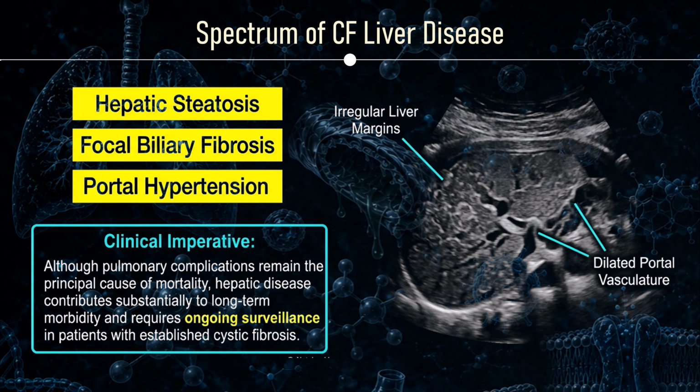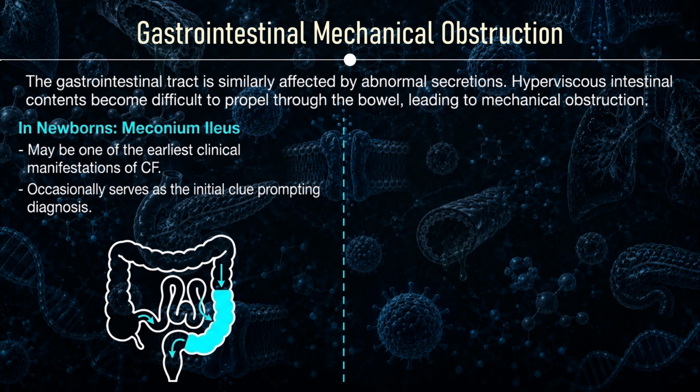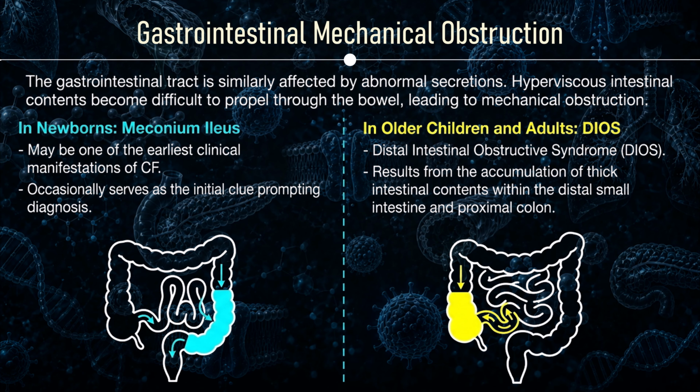The gastrointestinal tract is similarly affected by abnormal secretions. Hyperviscous intestinal contents become difficult to propel through the bowel, leading to mechanical obstruction. In newborns, this typically presents as meconium ileus, which may be one of the earliest clinical manifestations of cystic fibrosis. In older children and adults, the corresponding condition is termed distal intestinal obstructive syndrome, or DIOS, resulting from accumulation of thick intestinal contents within the distal small intestine and proximal colon.